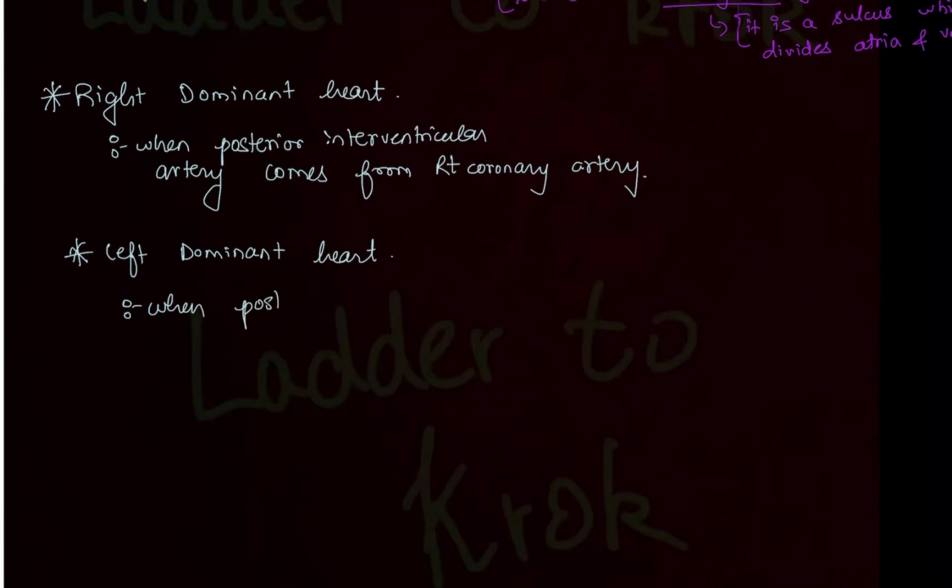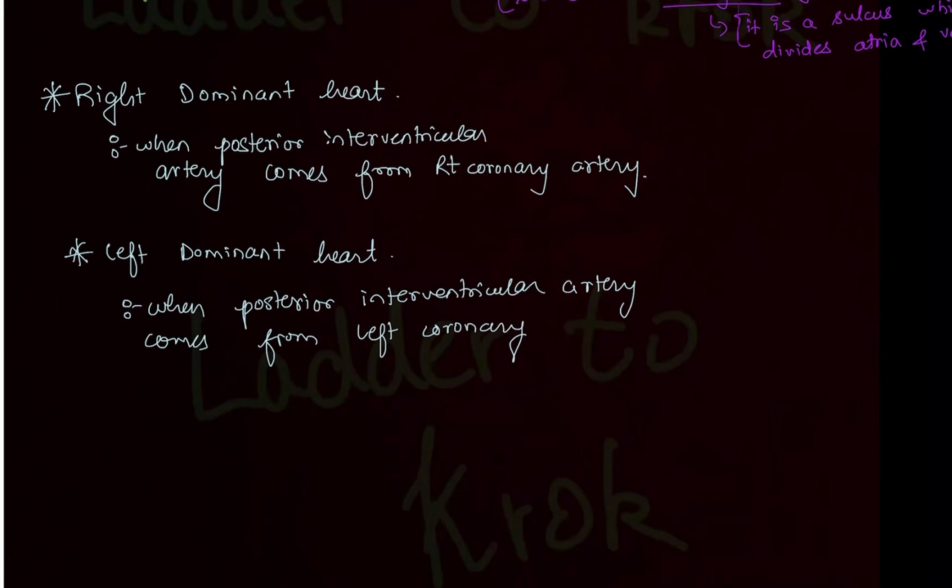When the posterior interventricular artery comes from the left coronary artery, then the heart is called left dominant. I hope this is clear.